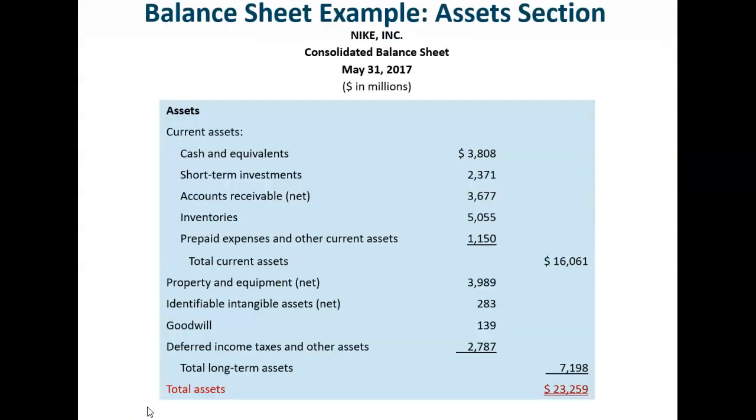Shown here is an example of the asset section of the balance sheet of Nike. These classifications with related disclosure notes help the balance sheet to provide useful information to decision makers. The consolidated balance sheet is part of the annual report that public companies must file with the Securities and Exchange Commission, the SEC. The public can download the financial statements of public companies at the website www.sec.gov.